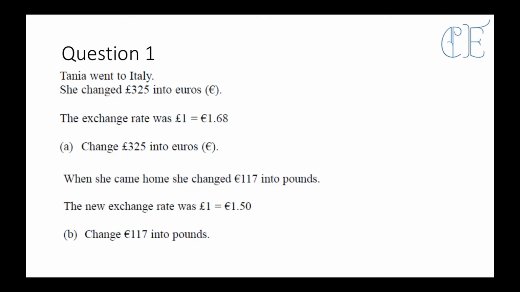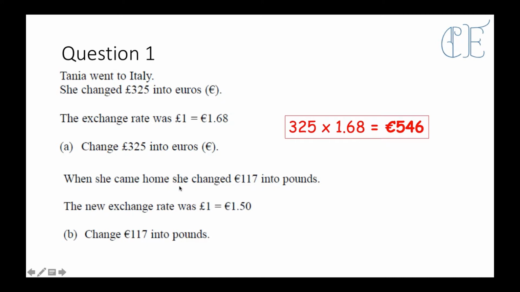Okay, so if you've done that, we need to change pounds to euros, and luckily they've already written it out really nicely for us, and we just need to remember that if we're in pounds, we're this side, and in order to get to euros, we must times, we're going this way, so we must times by our exchange rate, which is 1.68. So £325 times 1.68 gives us 546 euros.